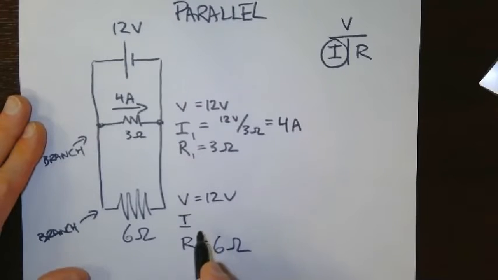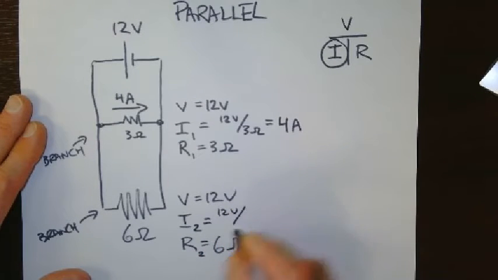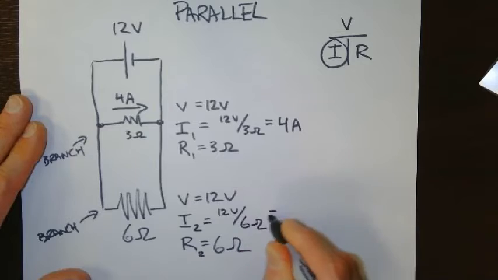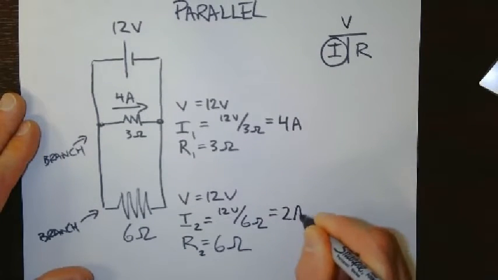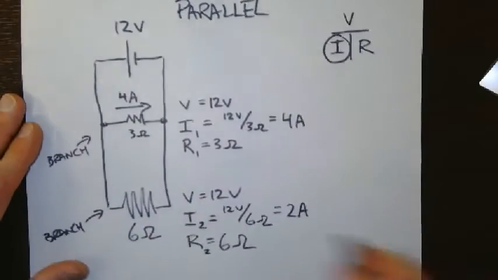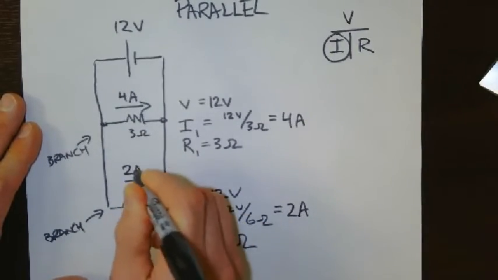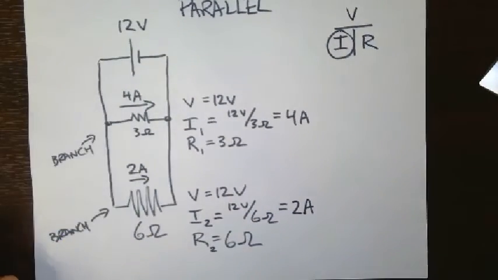Now we go down to the second branch, I2. That's going to be 12 volts, except this time divided by 6 ohms. And hey, 12 divided by 6 is equal to 2 amps, right? 2 amps isn't so fast. 2 amps is less than 4 amps.